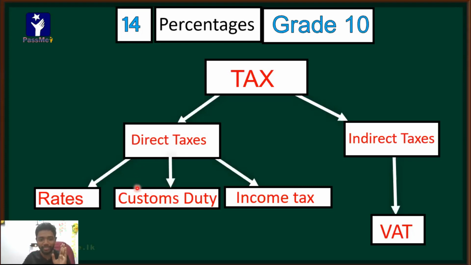Sure. We know that we have to pay for all these three taxes. But indirect tax, we don't know where they are. For example, this column, or this pen, all these things that we are using, we already paid some amount of money as indirect tax.